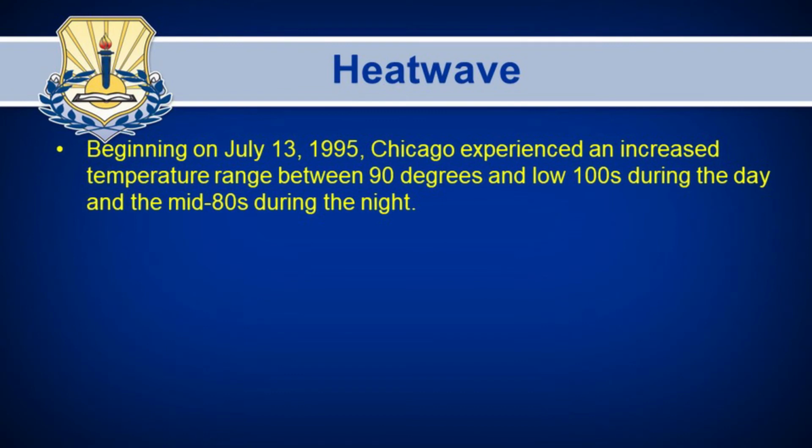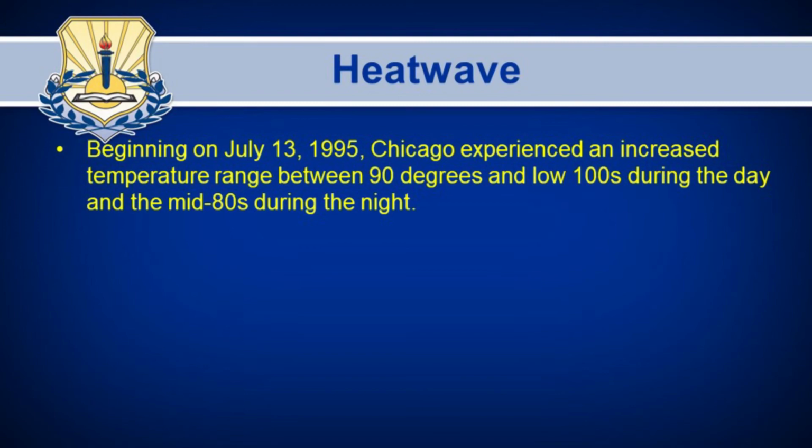Speaking of Chicago, let's talk about Chicago. So July 13th of 1995, Chicago experienced an increase in temperature, which is not uncommon for us over here in Chicago. We begin in the middle of July and run through August, where it's excessive heat, sometimes humidity, and it's a combination of both. However, the temperature started to increase and range between 90 degrees and low 100s during the day, and mid 80s during the night.